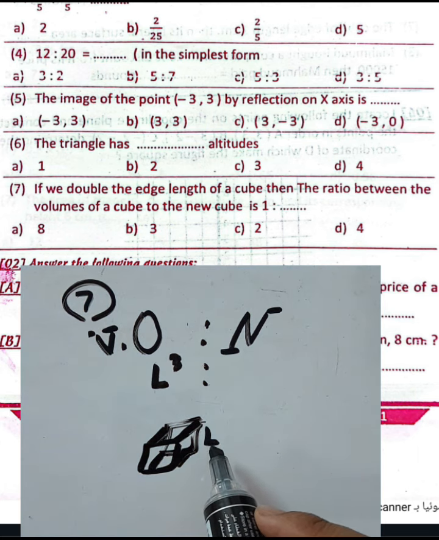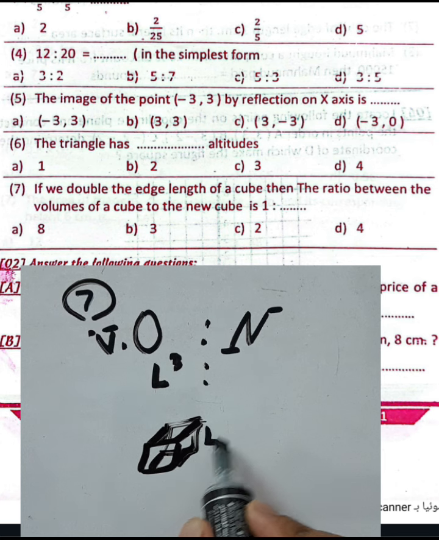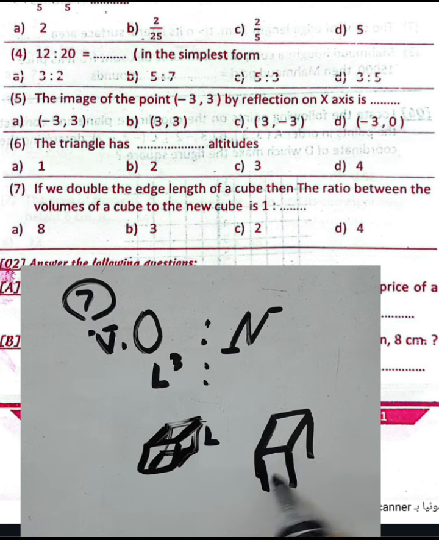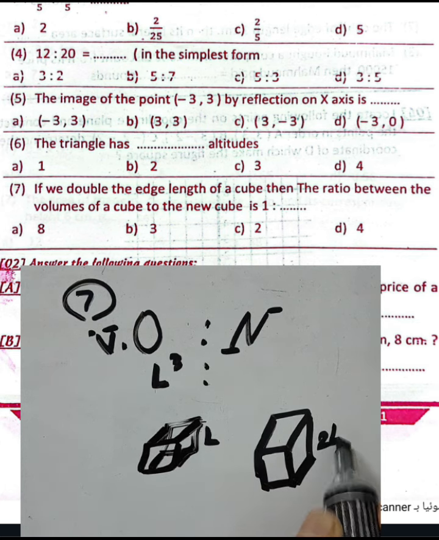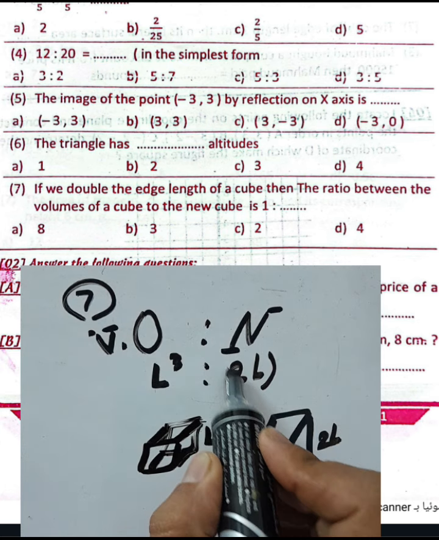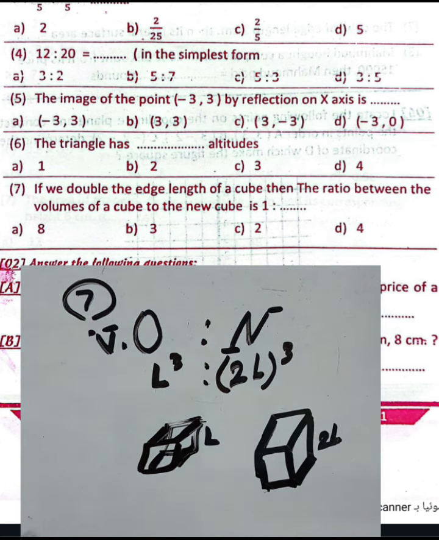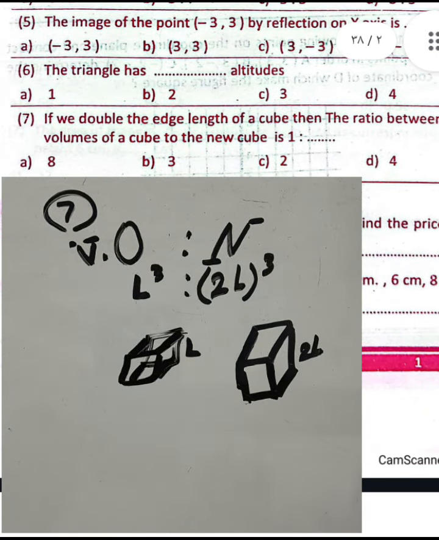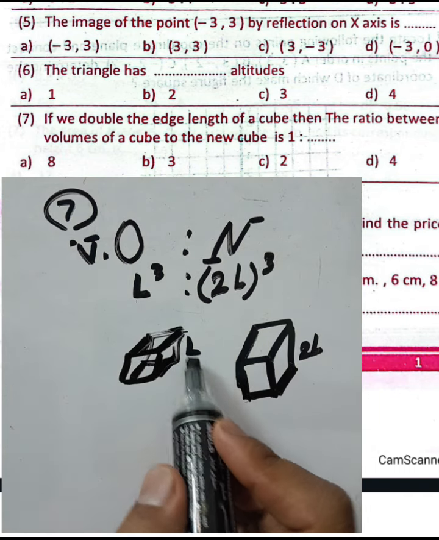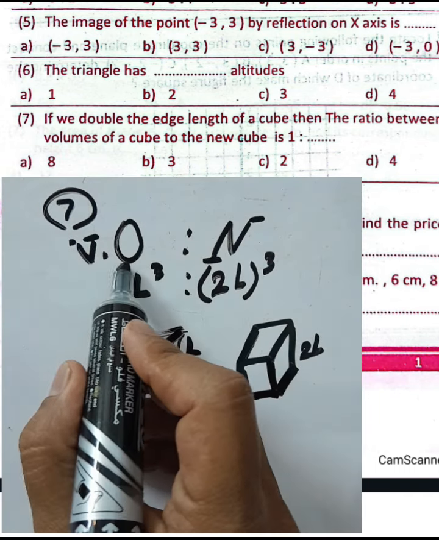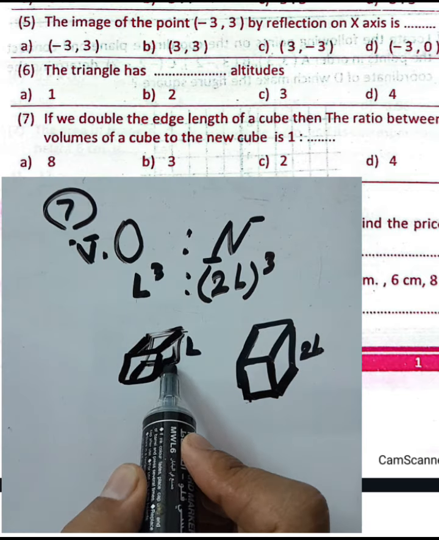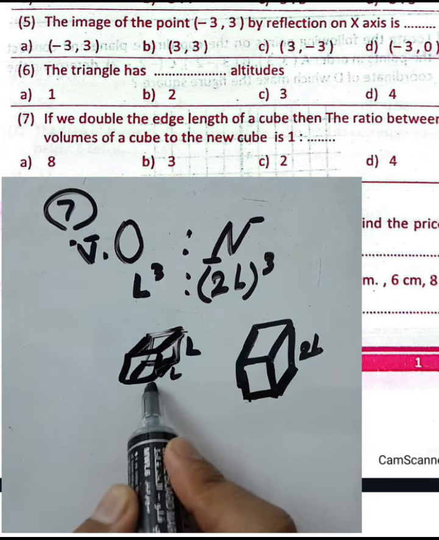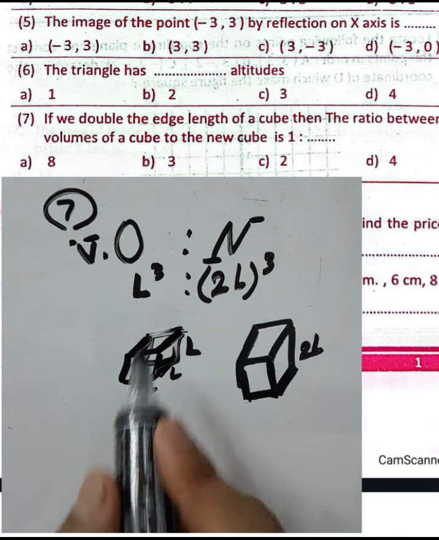And if we double each length, doubling L here in the new cube, it will be 2L. Then the new volume will be (2L) to the power 3. Understood? Again, in this example, if the length of the cube is L, then the volume of the original cube will be length to the power 3, or length times length times length, to find the volume of a cube.